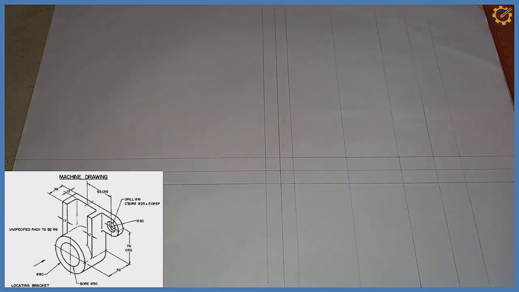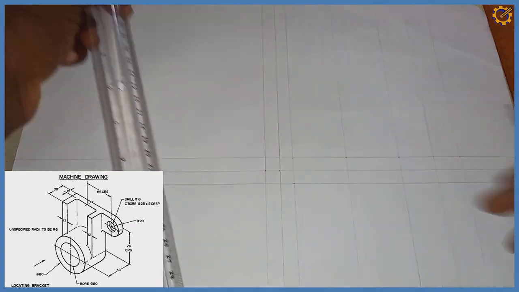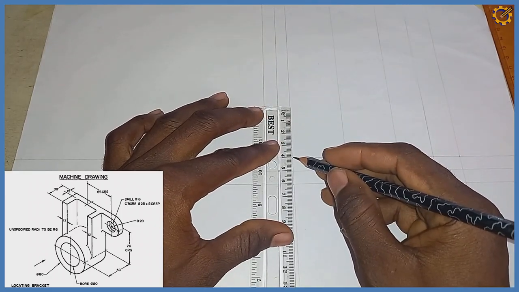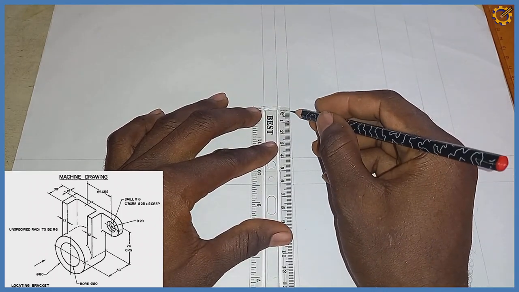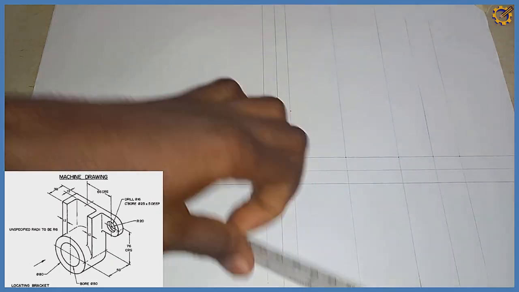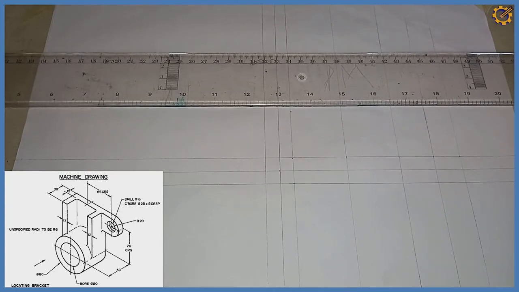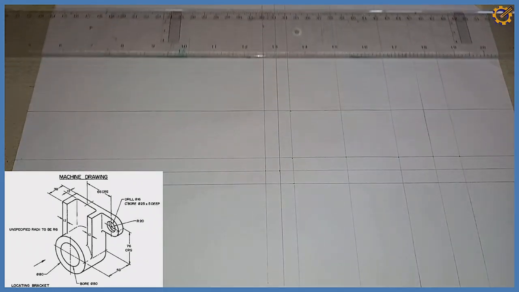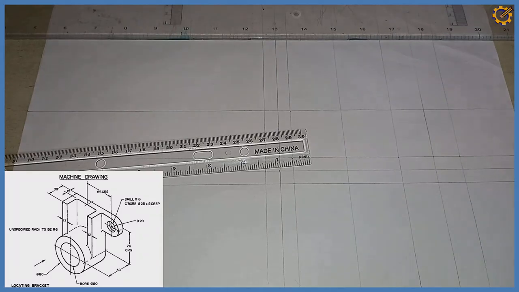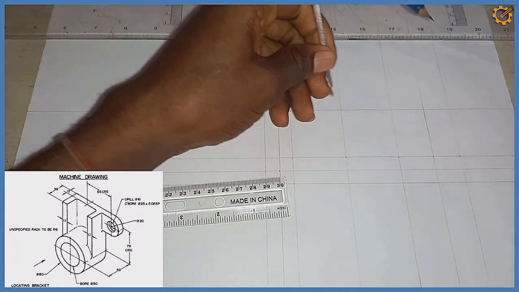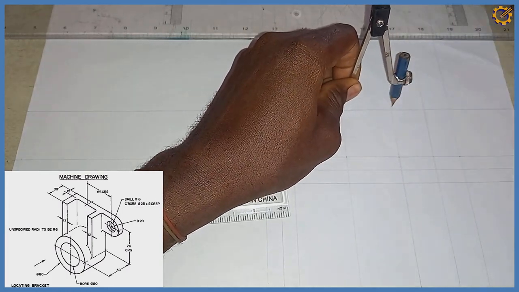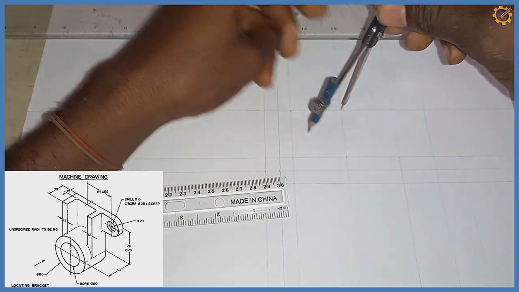All right, so after doing that, what is the next procedure? The next procedure for me is to first draw that cylindrical part. From this base right here, I'm going to pick the mark of 40 upwards. Having that mark of 40, I'm going to project that horizontally. Having projected horizontally, all I need to do is pick my compass, and from this midpoint, extend it to either this line right here or this line right here.